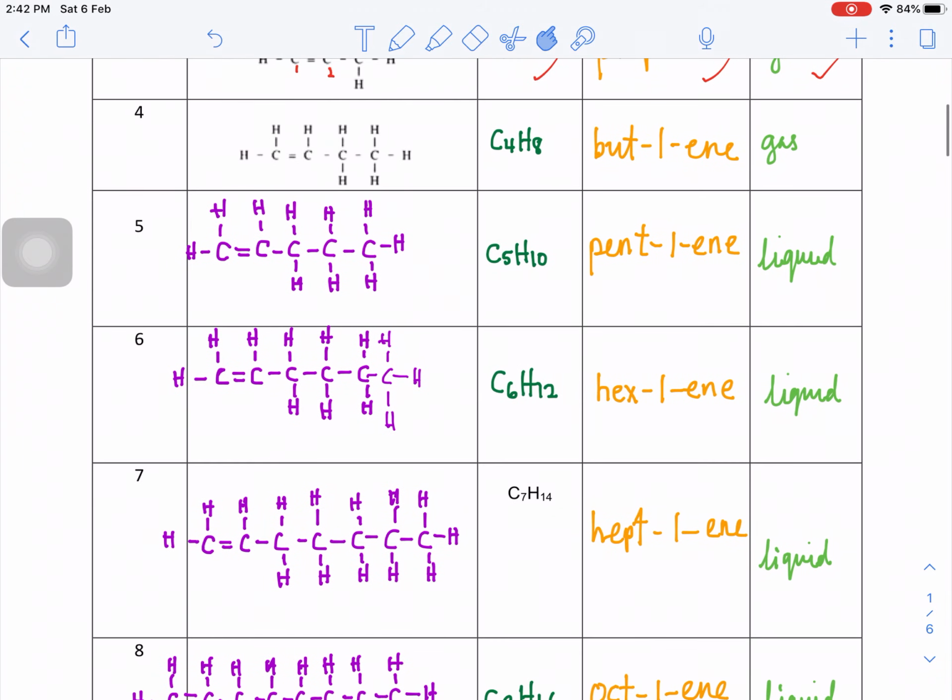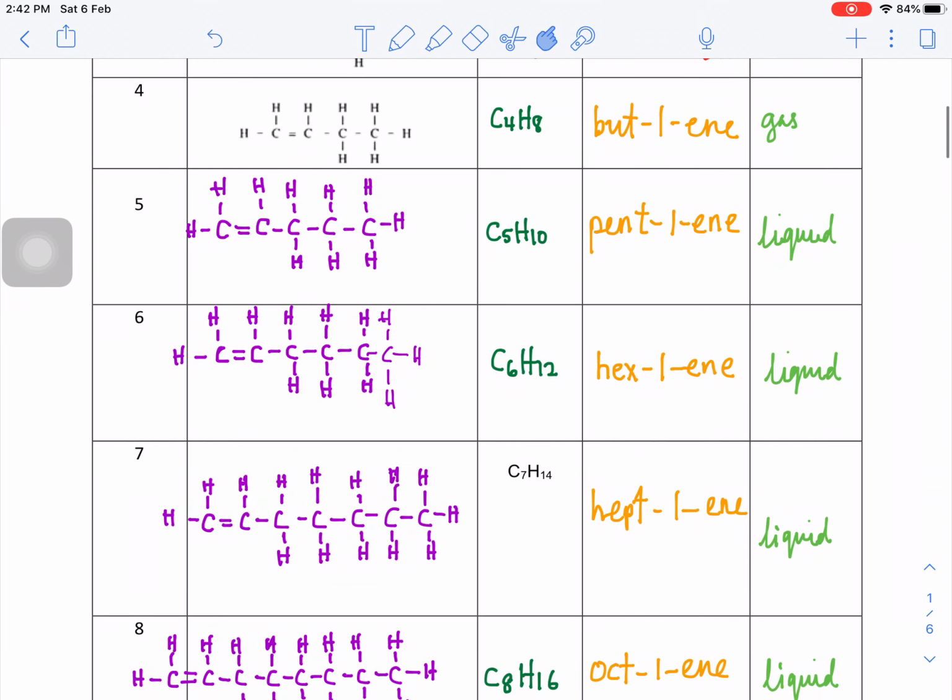Next, when n equals 4, the molecular formula is C4H8. The name is but-1-ene because the double bond here is located at carbon number 1. If the double bond is here, the name must be but-2-ene. But when the double bond is here, this one will be carbon number 1, so the name is also but-1-ene. So we have but-1-ene and we have but-2-ene. Condition at room temperature, gas.